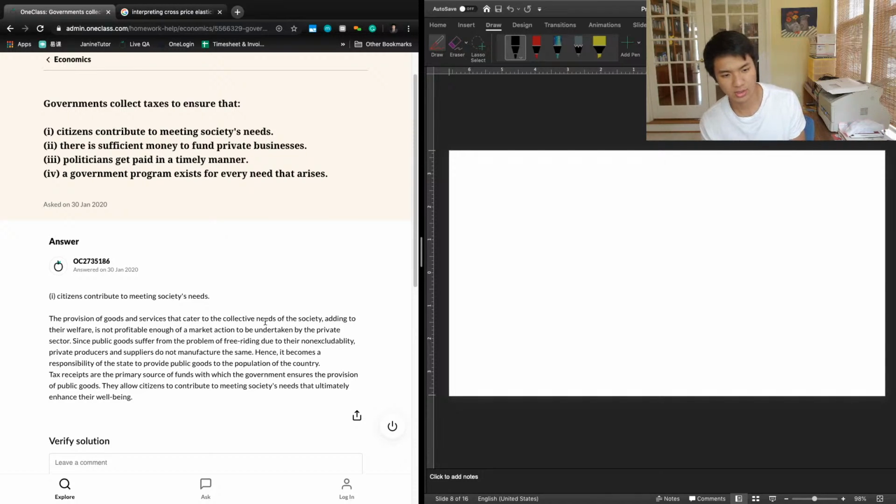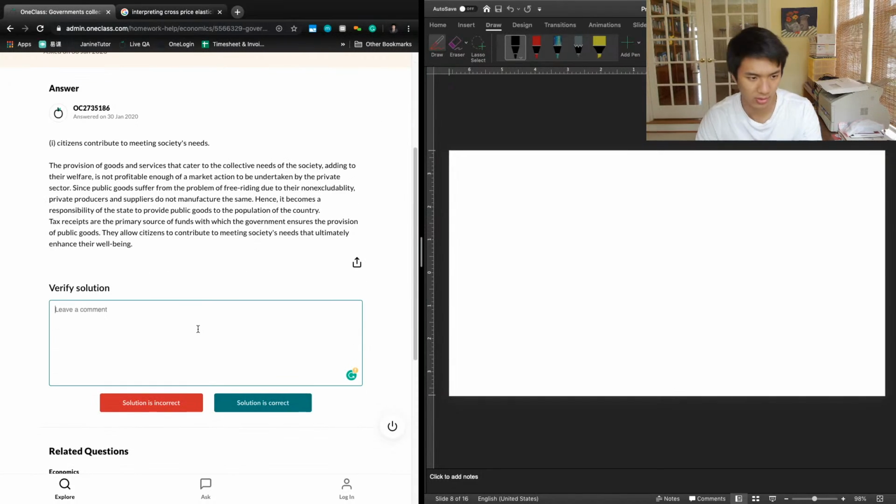So yeah, again, that's a good point. Government needs to have money in order to provide public goods, since private companies will not do that, and so taxes are one way to get that money. So great, good answer.